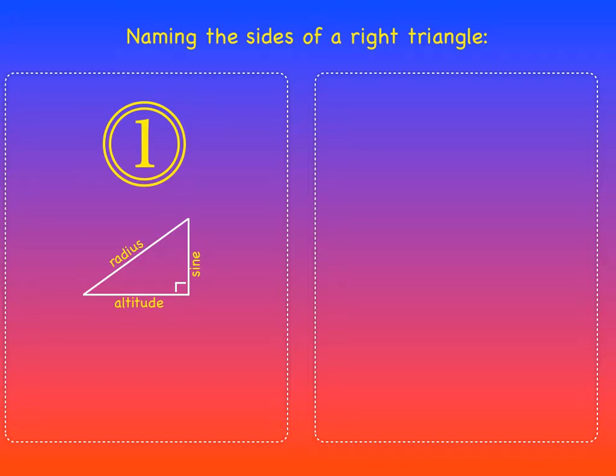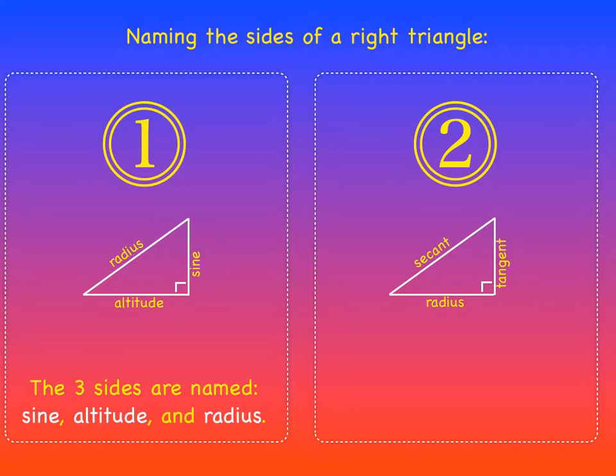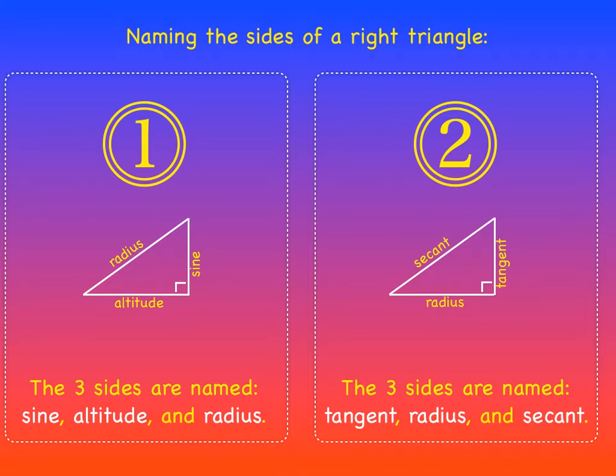So let's look at two ways of naming the sides of a right triangle. First way, three sides are called sine, altitude, and radius. Second way, the three sides are called tangent, radius, and secant. Notice the radius is used in both number 1 and number 2.